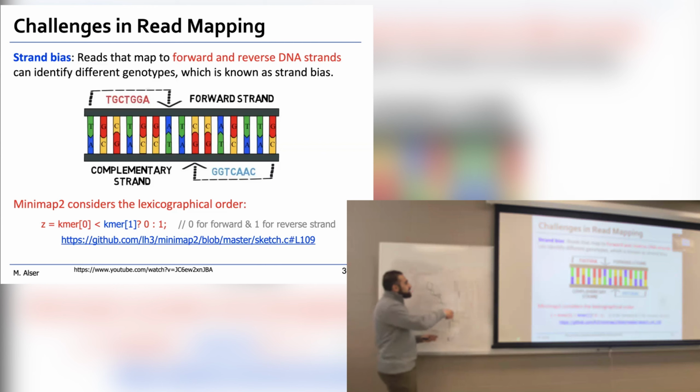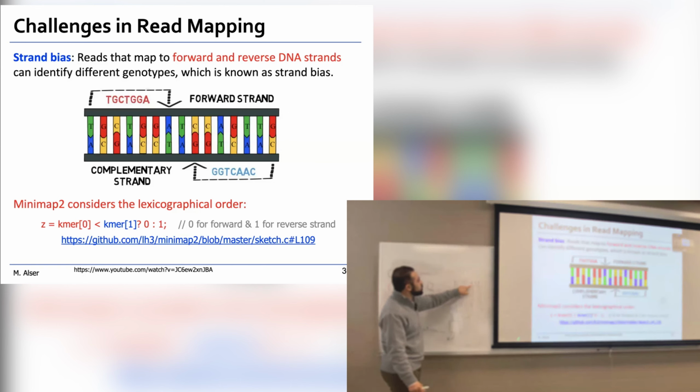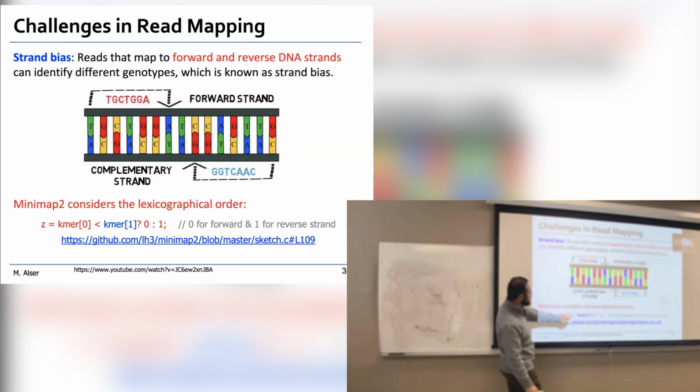So if we extract seeds from here, we should extract seeds from there and store them in a hash table. However, practically, we don't do that. What we do, this is a Minimap2 example. If you go inside the source code, you will find this snippet of code. What it says is, I'm going to pick one of those two k-mers, assuming this k-mer or seed comes from the same location as in here. I'm going to pick one of those two based on this equation.